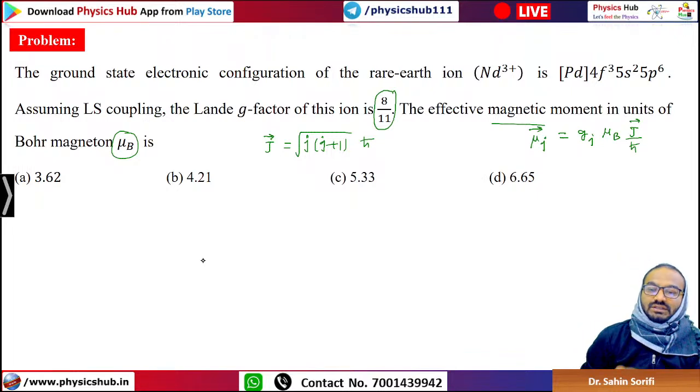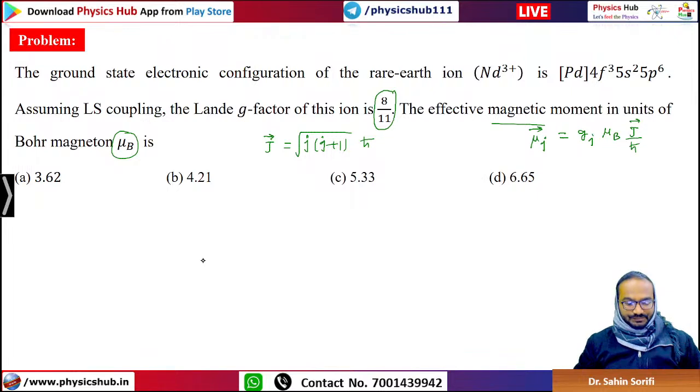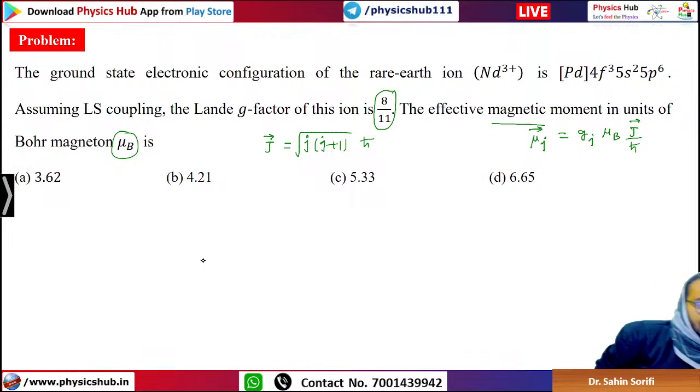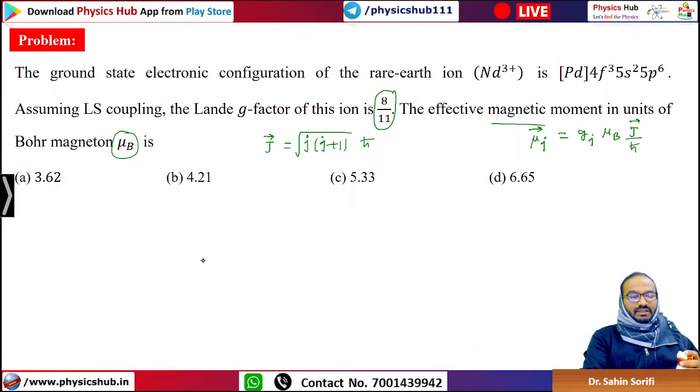Now which one you need to consider, 4F3/2, 4S2 or 4P6, to evaluate the ground state? F3, good. So calculate the J value corresponding to the ground state and just use the formula, you will get the magnetic moment.